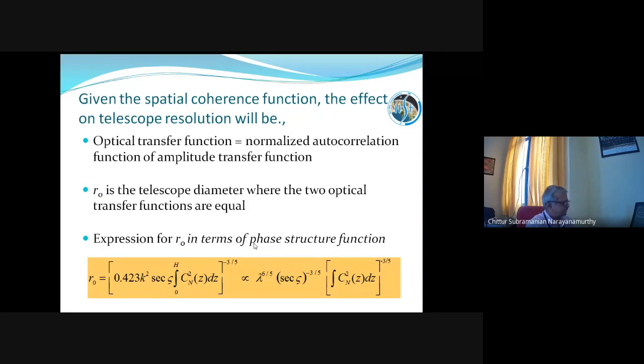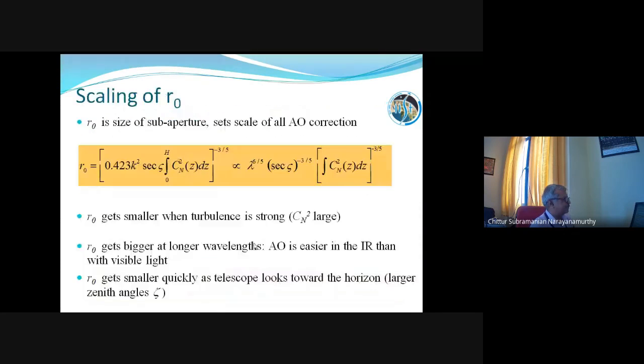So 0.423 k square secant square eta, integrated from 0 to height of Cn square, is this value. It is proportional to the wavelength of the light passing through the turbulence, and we can calculate these values. So again it is also measurable for various telescope diameters, and people have used these values.